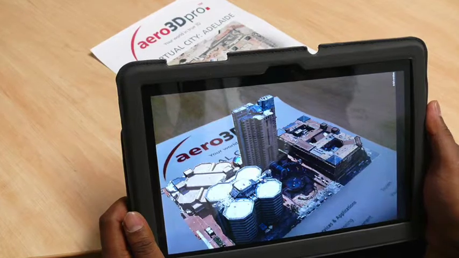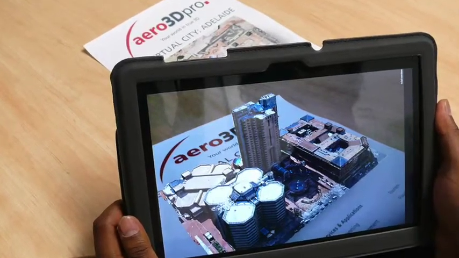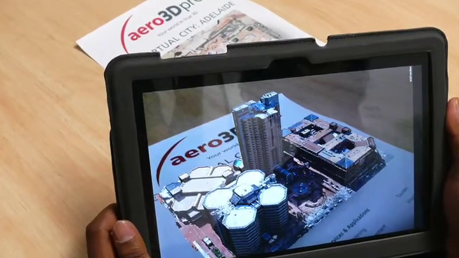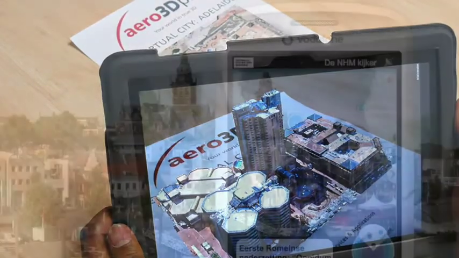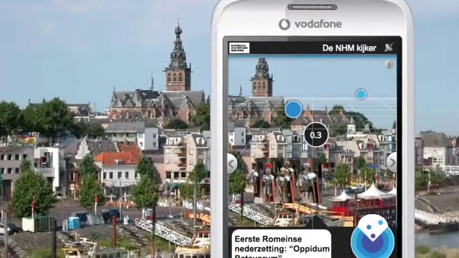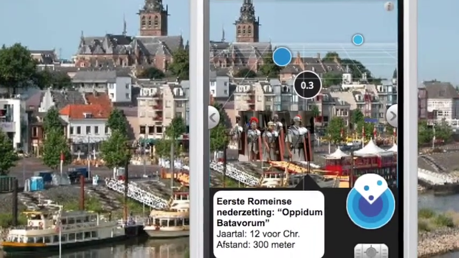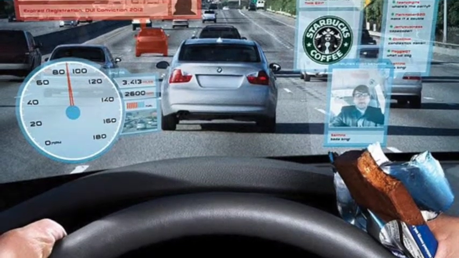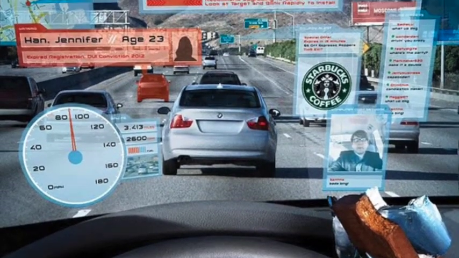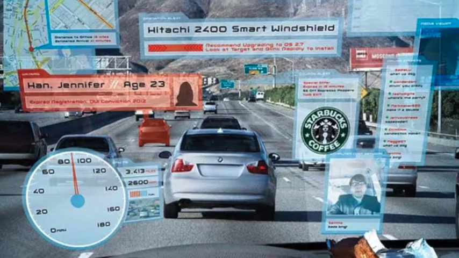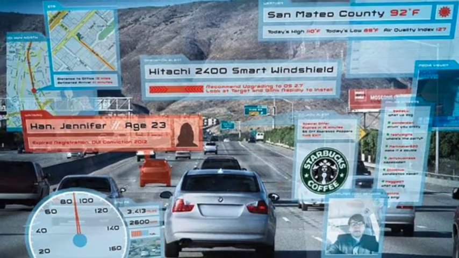The first question I want to cover in my presentation is what is augmented reality? Augmented reality is a live view of a physical, real-world environment whose elements are augmented or supplemented by computer-generated sensory inputs such as sound, video, graphics. In other words, artificial information about the environment and its objects overlaid on top of the real world.